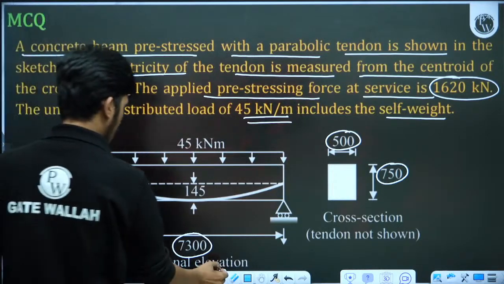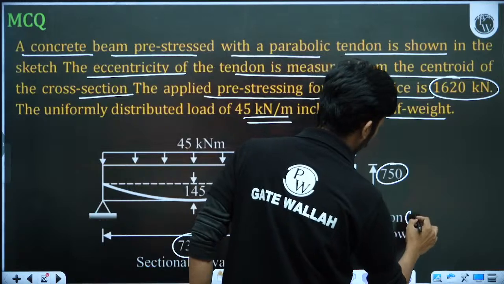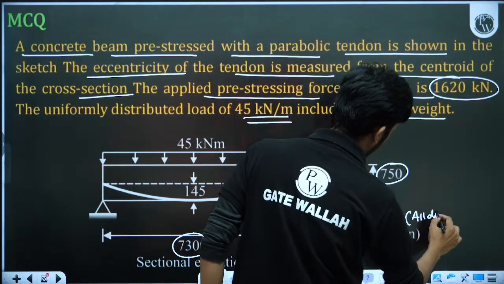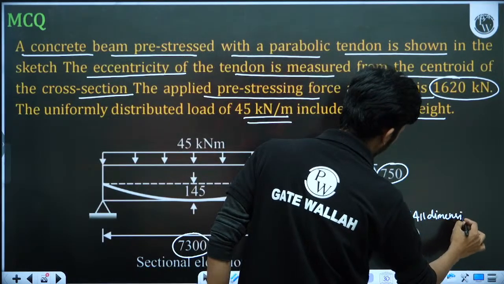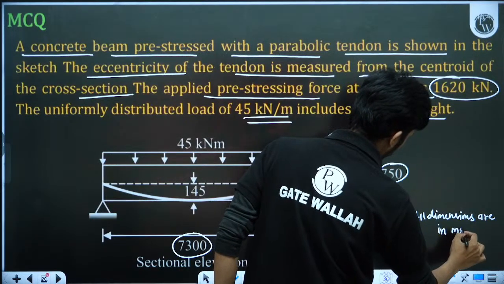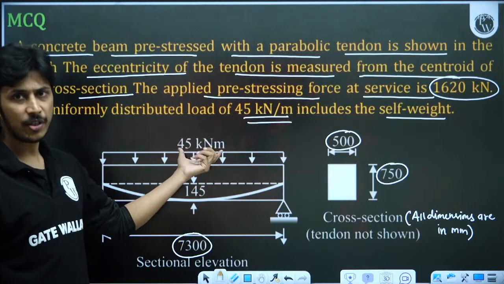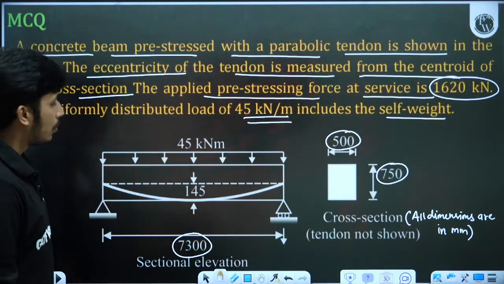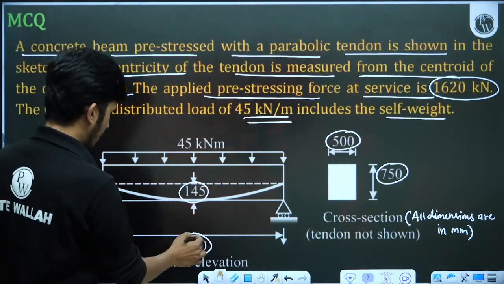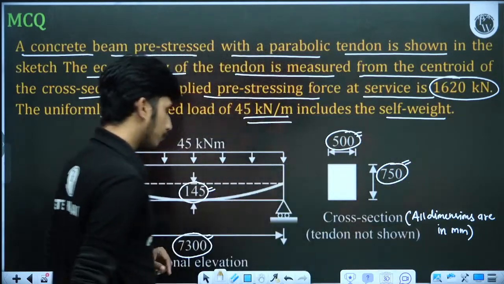Okay, I will write it down. It should be written here: cross section, all dimensions are in mm. So everything is in mm. This is also 7300 mm. This is not a dimension, this is loading, so this is kilonewton per meter. All dimensions, including the eccentricity, are in mm. This is actually loading, so this is not a dimension. So these things are given.